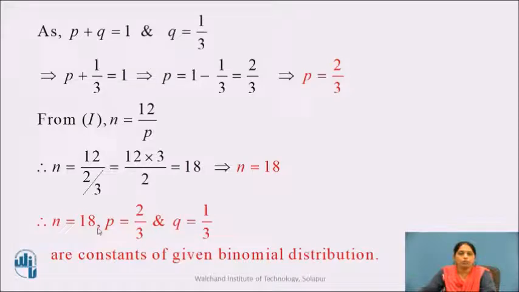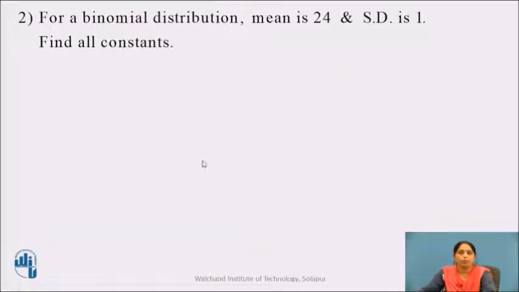Therefore, n equals 18, p equals 2 by 3 and q equals 1 by 3 are the constants of the given binomial distribution. Please pause the video for a minute and solve the example.